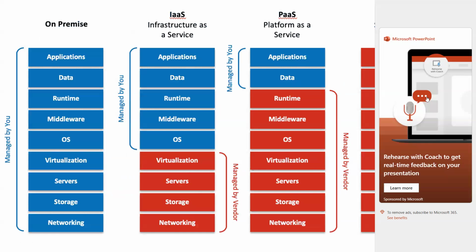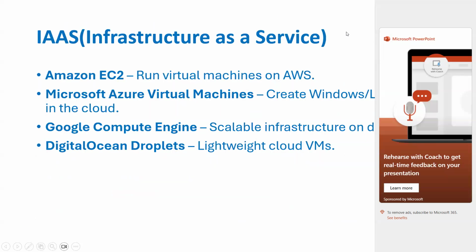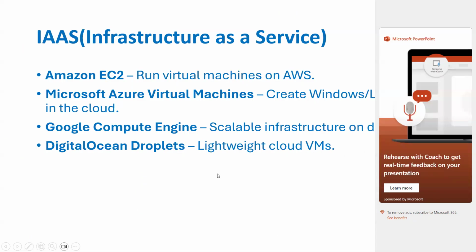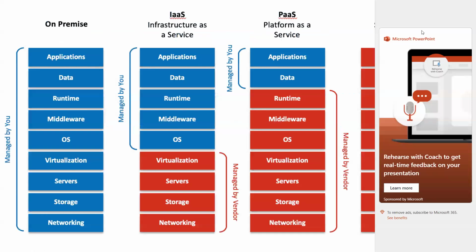So there are some parameters. Okay, some parameters are there. Give me 1 minute. Sorry. Okay, there are some parameters. Infrastructure as a service, right? Not sure why it is not showing. Okay, leave it.